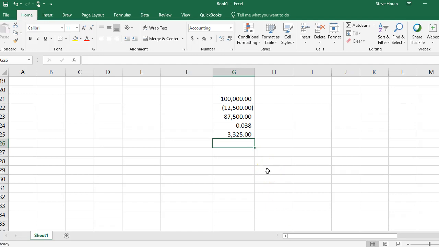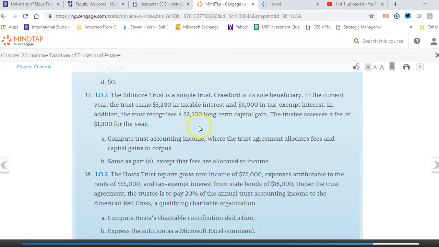So this is question 17, letter A. So let's go ahead then, and if the trust agreement allocates fees and capital gains to corpus, trust accounting income is 11.2, and so I'll show you what that is. So down here, it's the 3,200 plus the 8. So in this example, if the trust agreement allocates fees and capital gains to corpus, trust accounting income is 11.2. It's 3.2 plus the 8, which is 11.2.